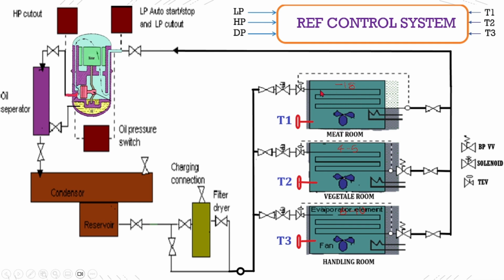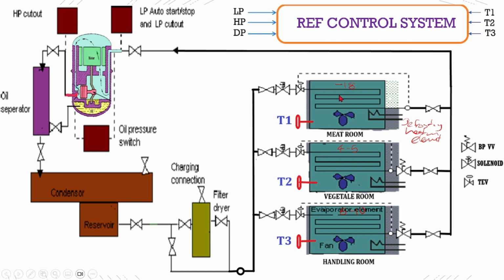Let's see what it has. In each room, it has an evaporator coil, a fan, and a defrosting heating element. This one is the defrosting heating element. Then each compartment consists of a thermostat, T1, T2, T3. That is a temperature switch which gives the signal.